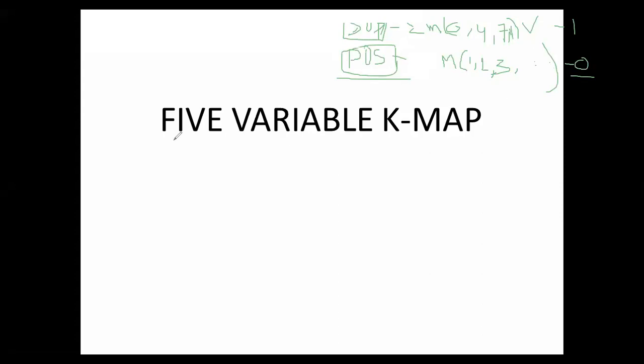Now in this class, we start the 5-variable K-map. Otherwise, we do one problem for the 4-variable K-map for POS terms also. After that, we start the 5-variable K-map. Now we are doing the 4-variable K-map for a POS function.